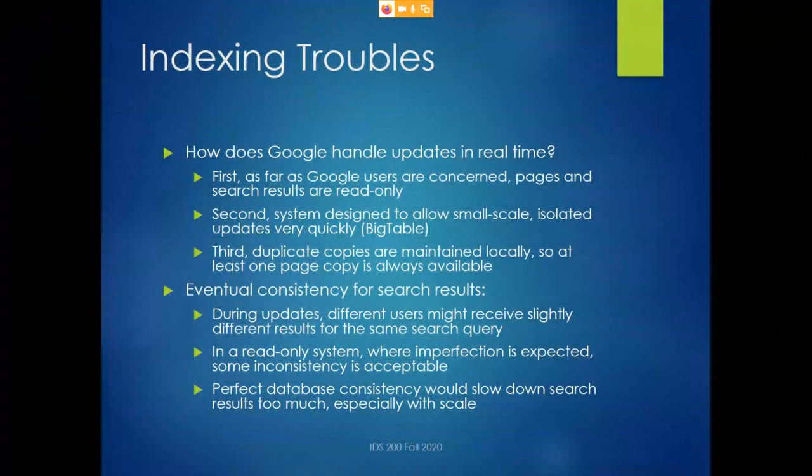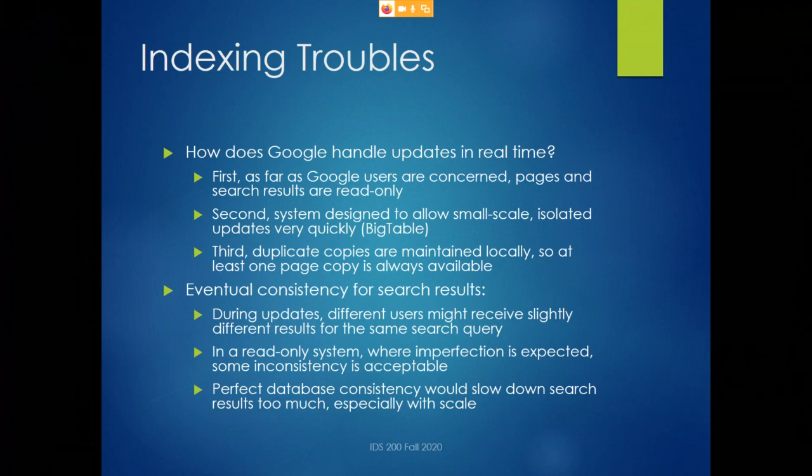Indexing troubles. So one issue that you might wonder, how does Google update the index given that Google is running worldwide with billions of searchers doing it? Well, first of all, as far as Google users are concerned, any pages, any search results, they're read-only, right? Ordinary users can't go into Google and update the contents of Google's index. So that's one thing. Google doesn't have to worry about simultaneous access in that sense. So it can provide access to a lot of things.